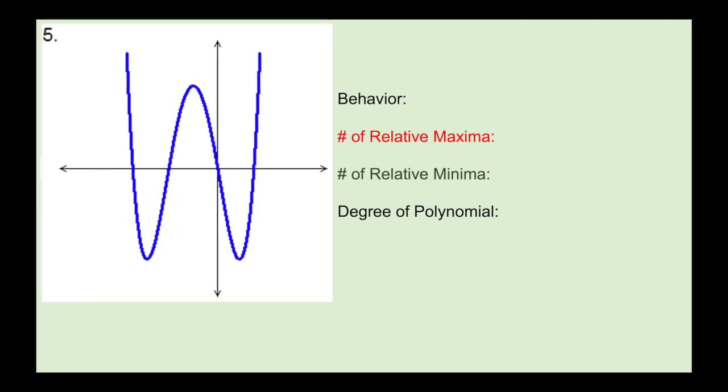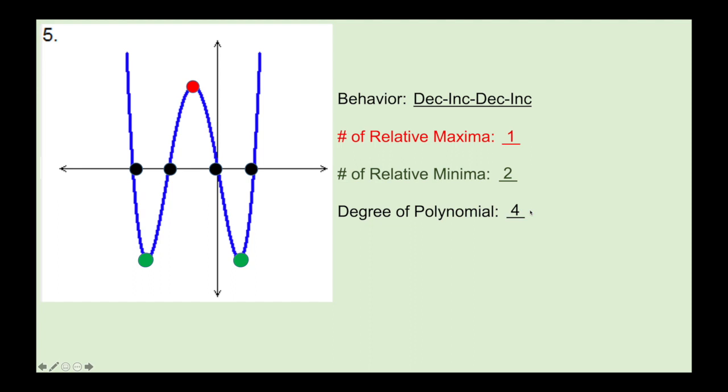For this one, again, our behavior: I start here, and it's going down, and then up, down, and then up. So decreasing, increasing, decreasing, increasing. Relative maximum, the high point, would be this point right here, so I have one of them. For relative minimums, those are my low points, and I'm going to have two of those. And then finally, for the degree, if I'm looking at the number of x-intercepts here, I have 4. So the degree of the polynomial is 4.